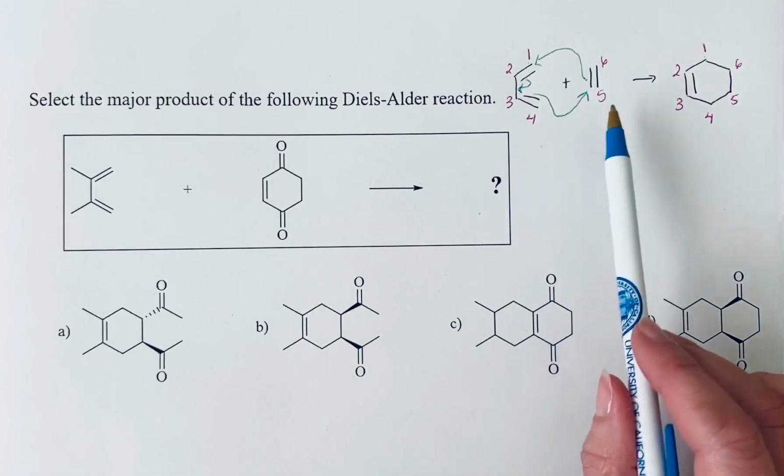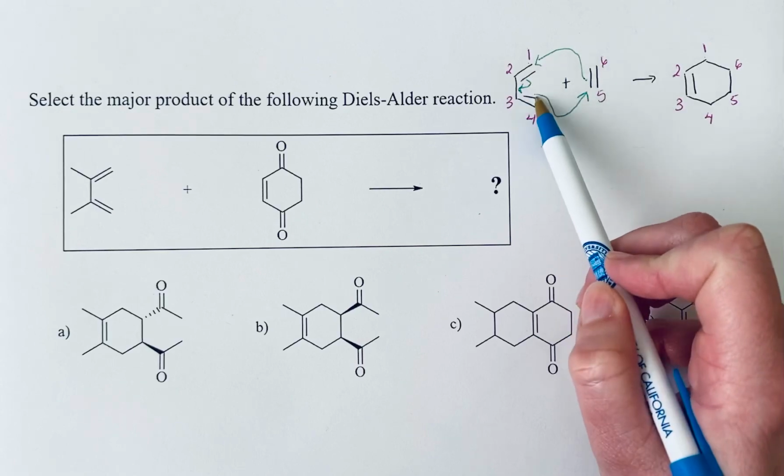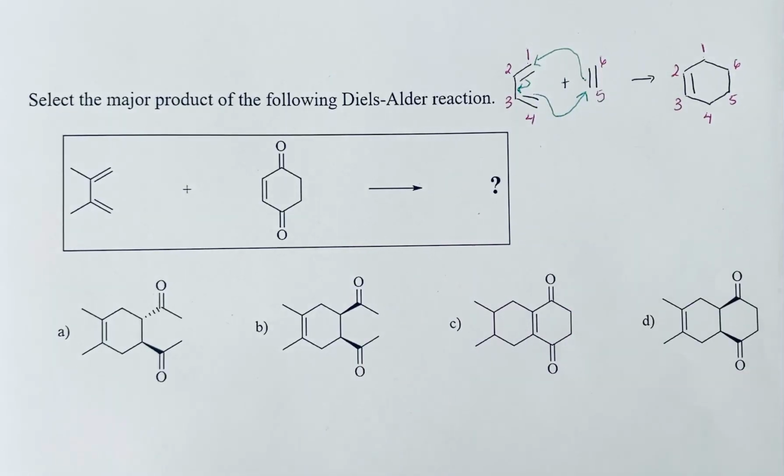Specifically, it is a 4+2 cycloaddition, and that 4 comes from these 4 pi electrons, and the 2 comes from these 2 pi electrons. And you always form this 6-membered ring.